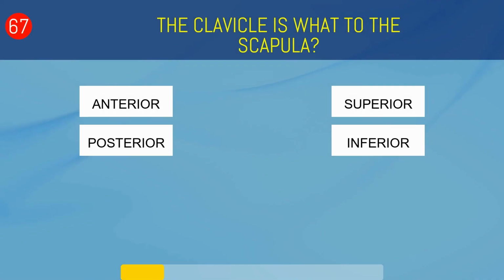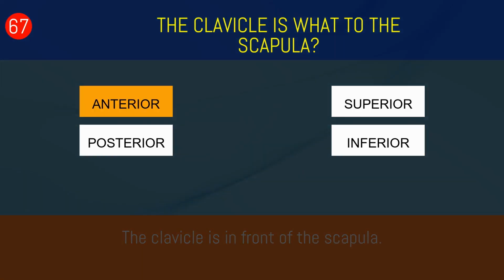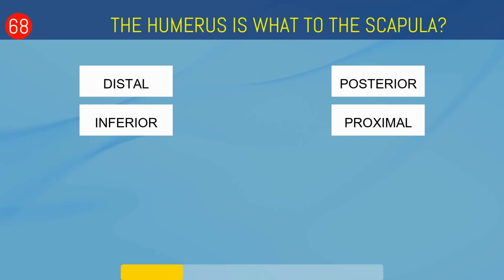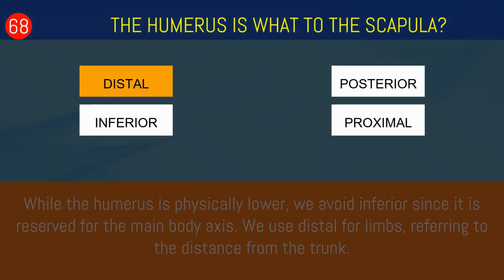The clavicle is what to the scapula? Anterior, posterior, superior, or inferior. Anterior. The clavicle is in front of the scapula. The humerus is what to the scapula? Distal, inferior, posterior, or proximal. Distal. While the humerus is physically lower, we avoid inferior, since it is reserved for the main body axis. We use distal for limbs, referring to the distance from the trunk.